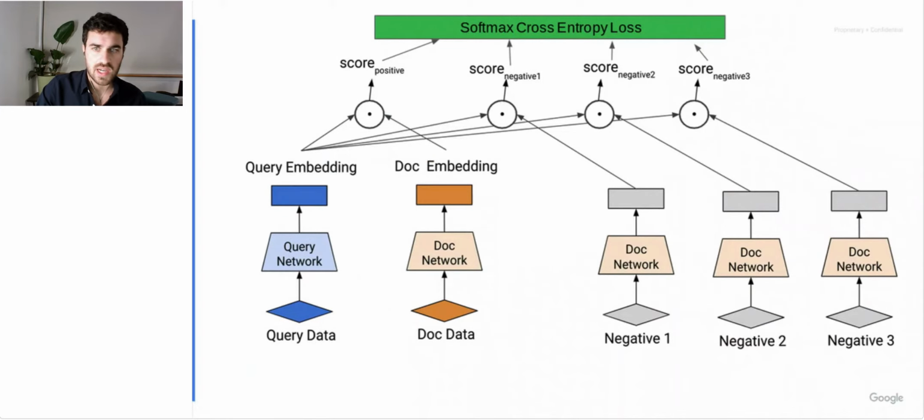So we can train these networks by scoring the query with a known positive document and a set of randomly sampled negative documents. We'll take the score of the positive pair and the scores of all the negative pairs, and we can feed it into a softmax cross-entropy loss. We'll train the networks to maximize the score of the positive pair while making the score of the negative pairs as small as possible.